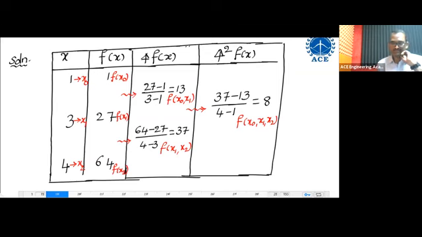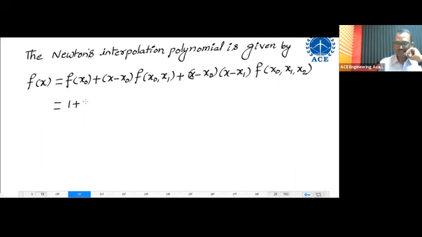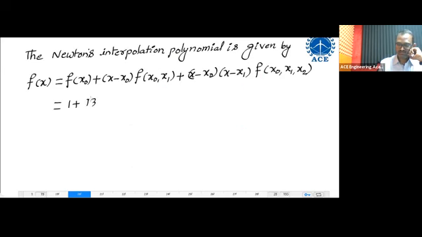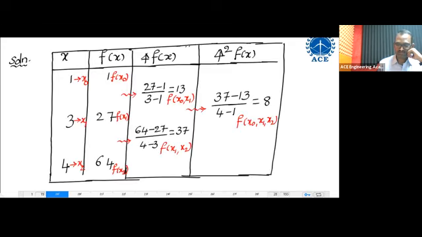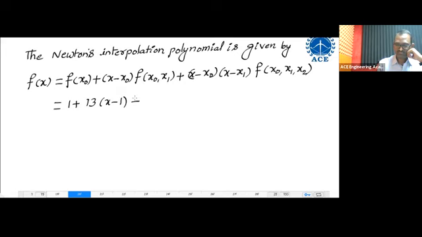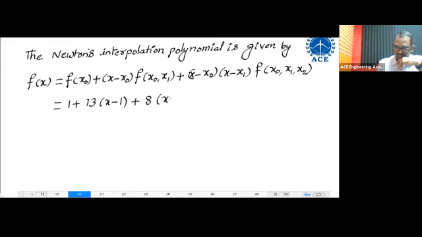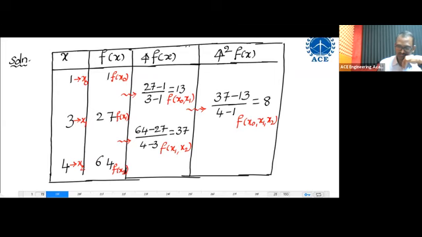f of x0, 1, f of x0 comma x1, 13, x minus x0, x0 value 1, f of x0 comma x1 comma x2, that is 8. x minus x0, value 1, x minus x1. What is x1? 3.